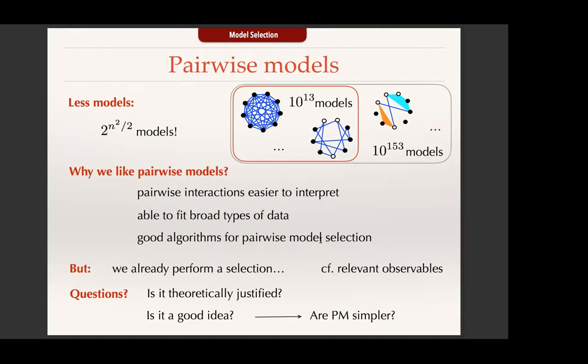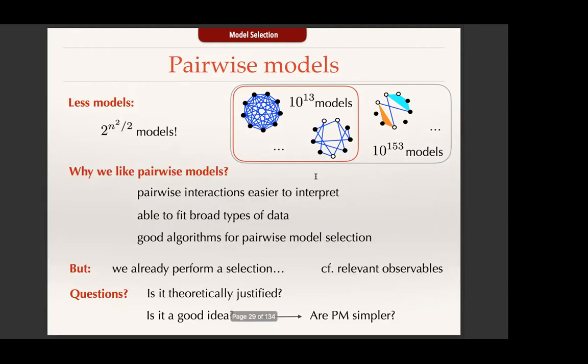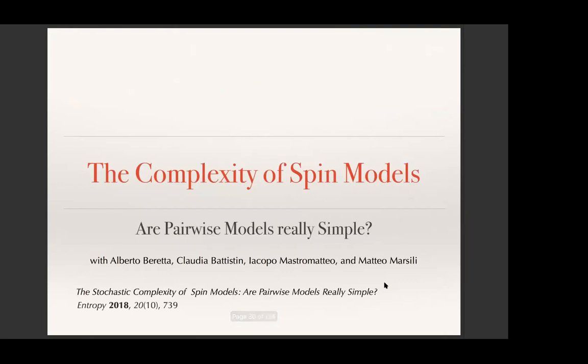But the question I want to ask is, is this justified? Because we already perform a model selection. We already assume what is relevant or not in the system. In particular, I want to know if pairwise models are actually simpler. Do they have a lower complexity? This is the work I'm going to talk about here, which is spin model complexity. In particular, we'll ask the question, are pairwise models really simple?